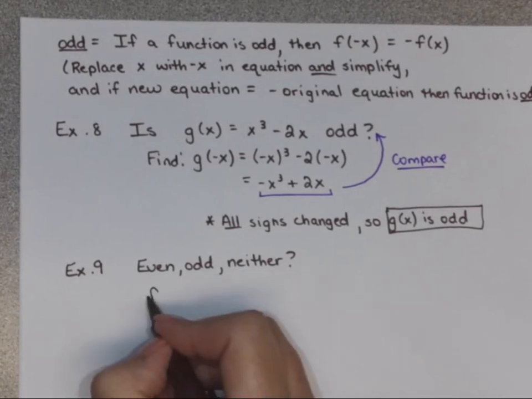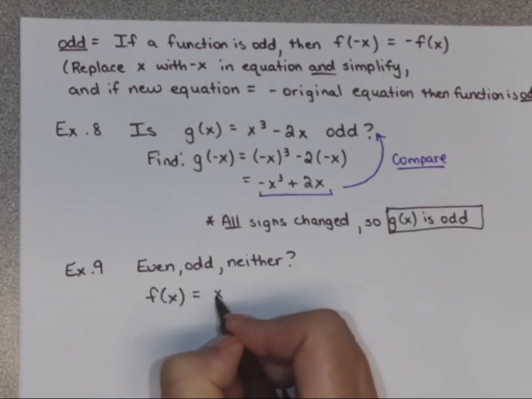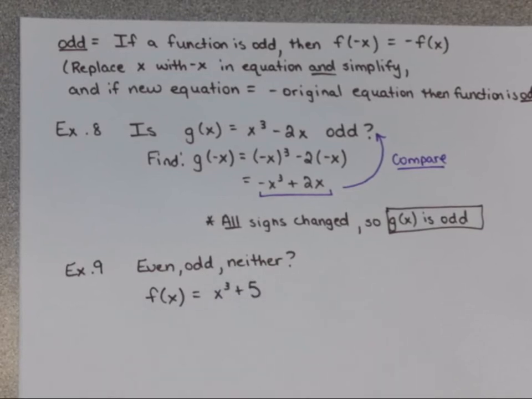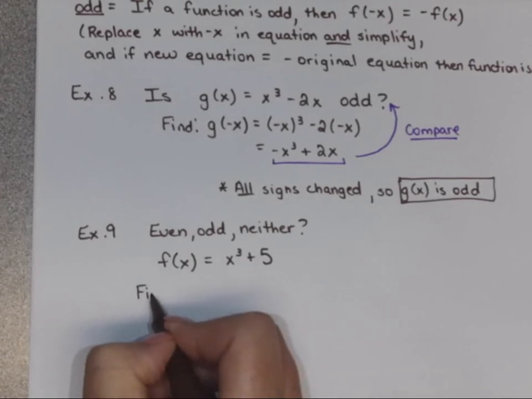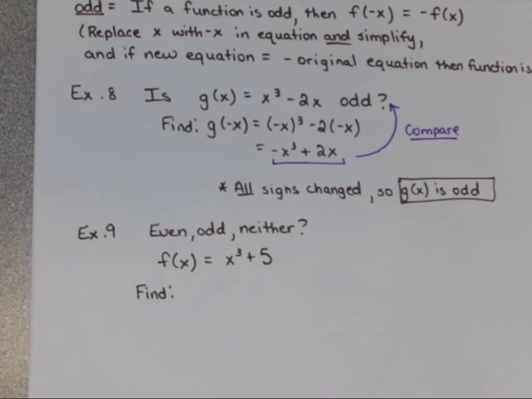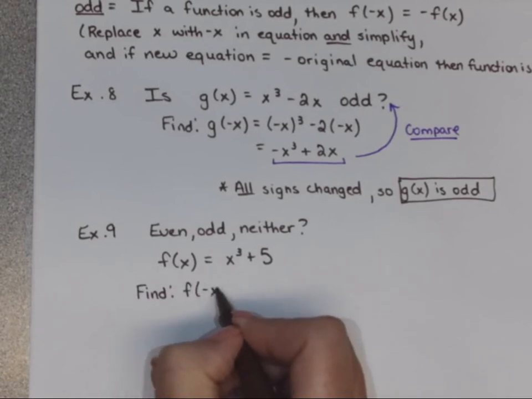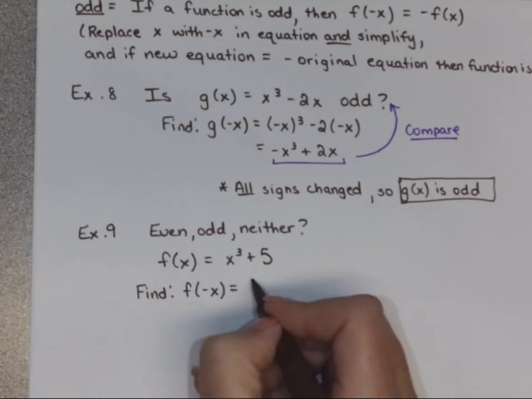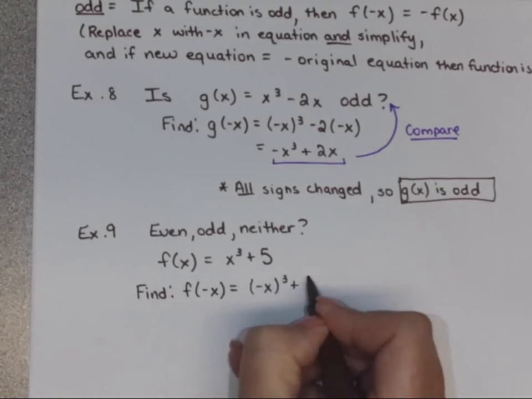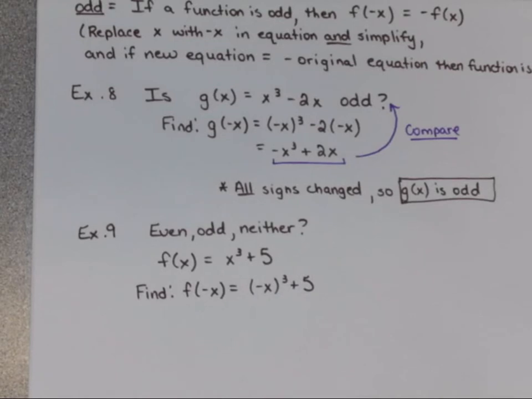Okay, so let's say this is the function I want you to compare: x cubed plus 5. So how am I going to show what it is or what it's not? For both types, I need to plug in negative x. I need to find f of negative x. That needs to be your process. So I'm going to plug in negative x everywhere there's an x. Notice the 5, I don't do anything with that. There's nothing to plug in for that 5 term.